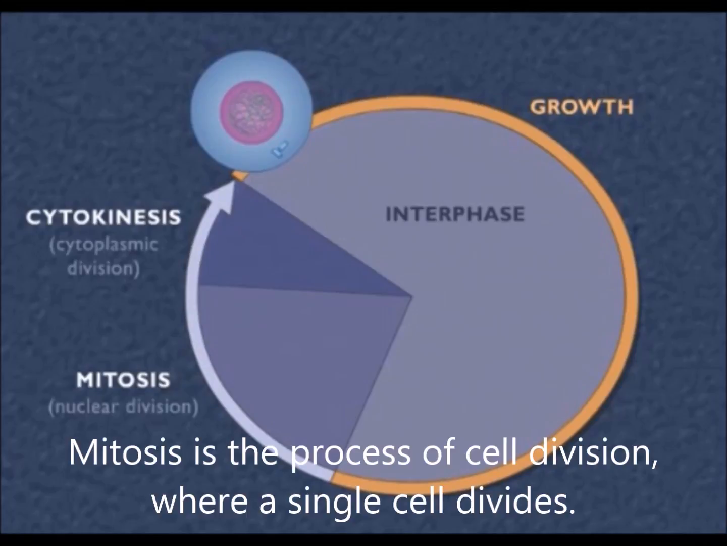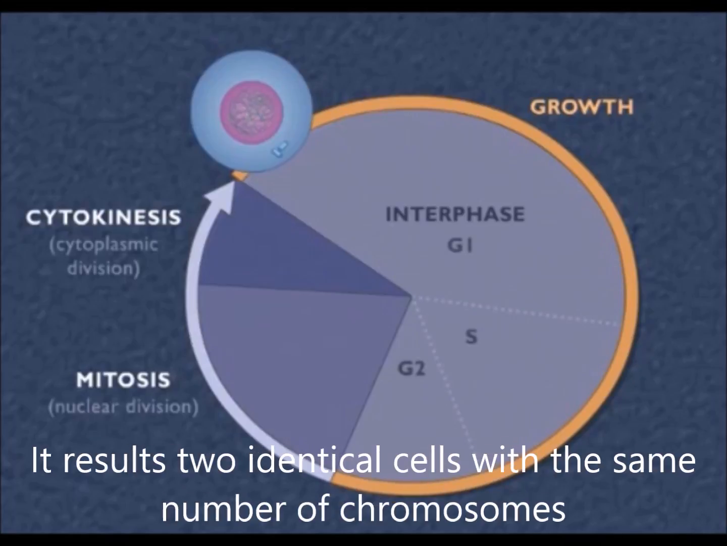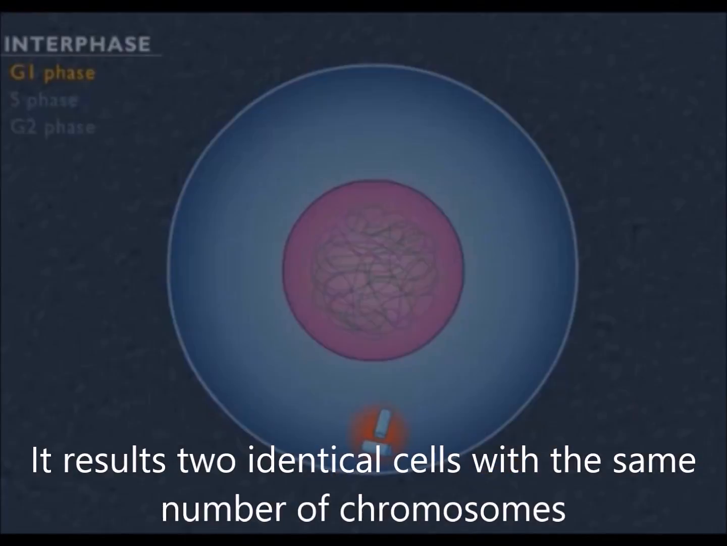Mitosis is the process of cell division, where a single cell divides. It results in two identical cells with the same number of chromosomes.